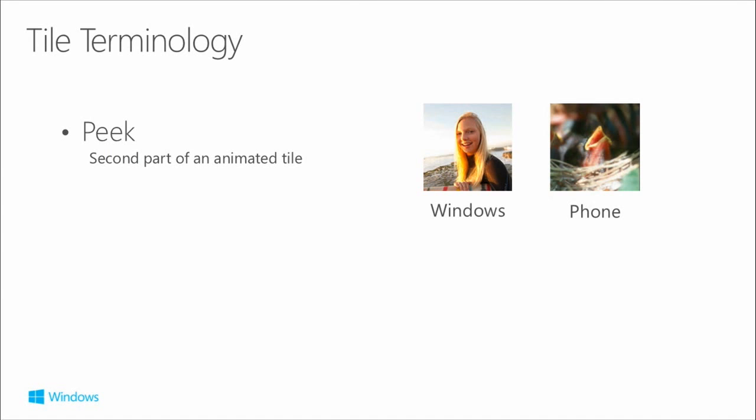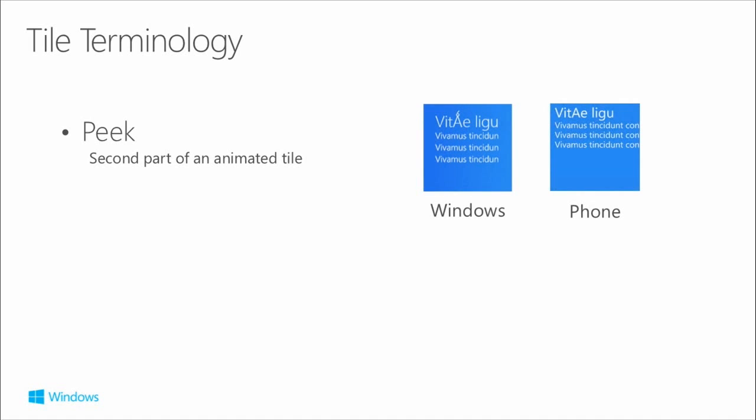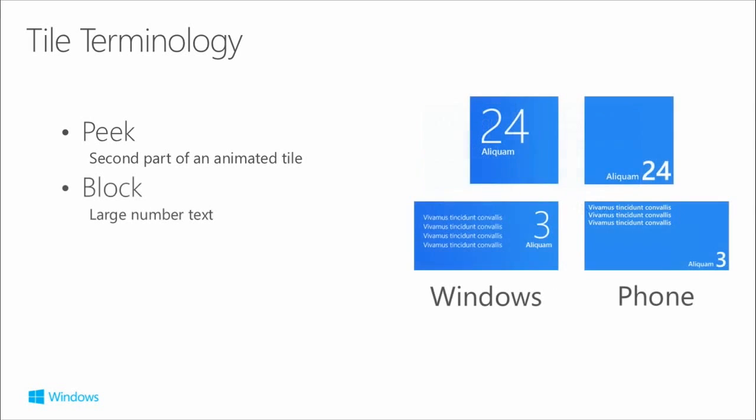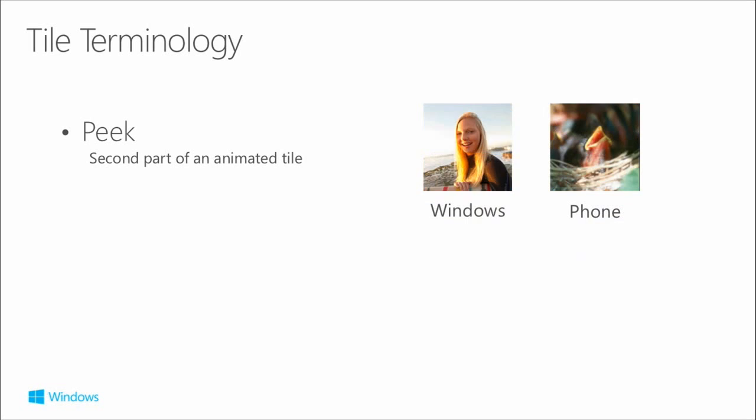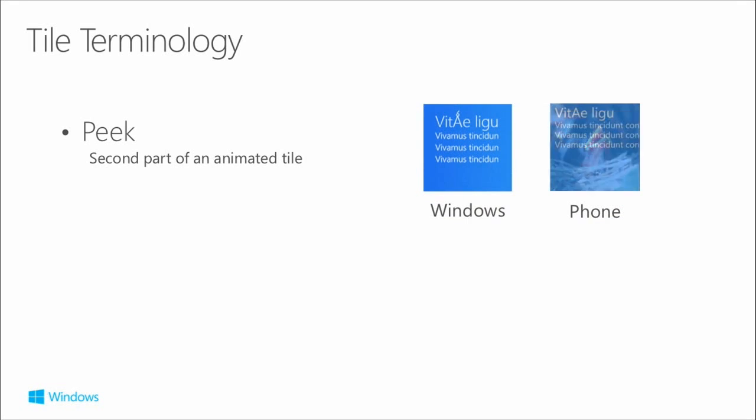As you go through that list, you're going to see a lot of tile terminology in here. I want to call a little bit of that out so you can understand what they're talking about. The first piece of tile terminology is peek. A peek tile means that there's a second part of this tile, and it's going to be animated in. So you can see an animation on Windows, and then it's actually going to flip from front to back on phone.